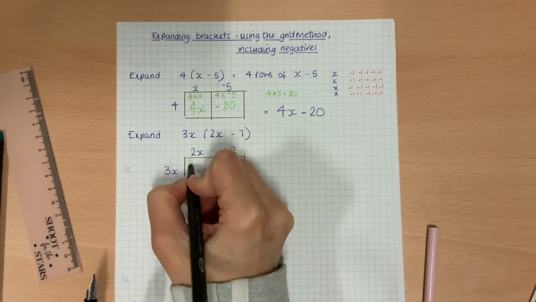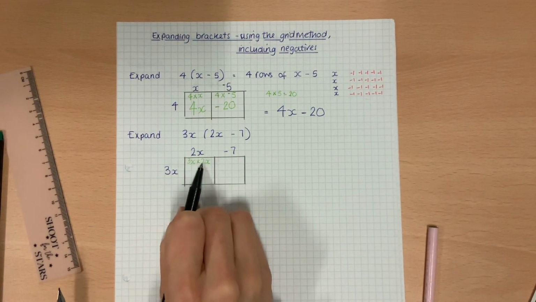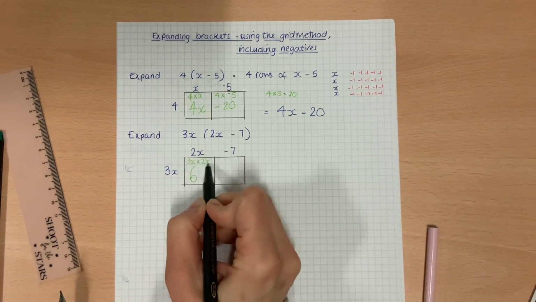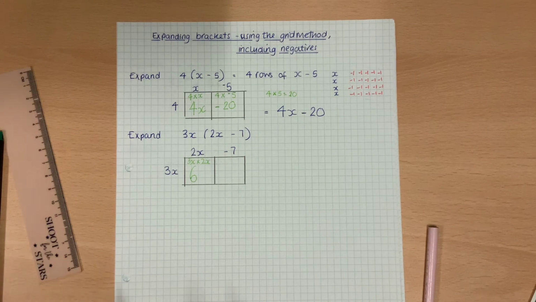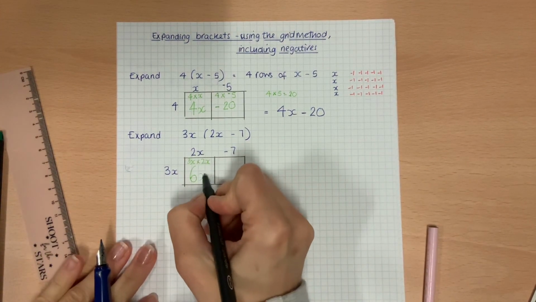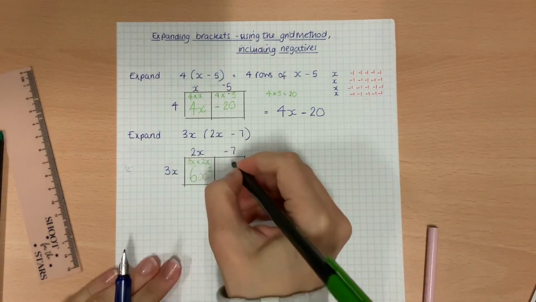So we've got 3x times 2x here. What I do is the 3 times the 2 first, which gives me 6. And then I do x times x. How I describe that is you're multiplying x by itself, and when you multiply something by itself, it's called squared, isn't it? So this x times x is x squared.